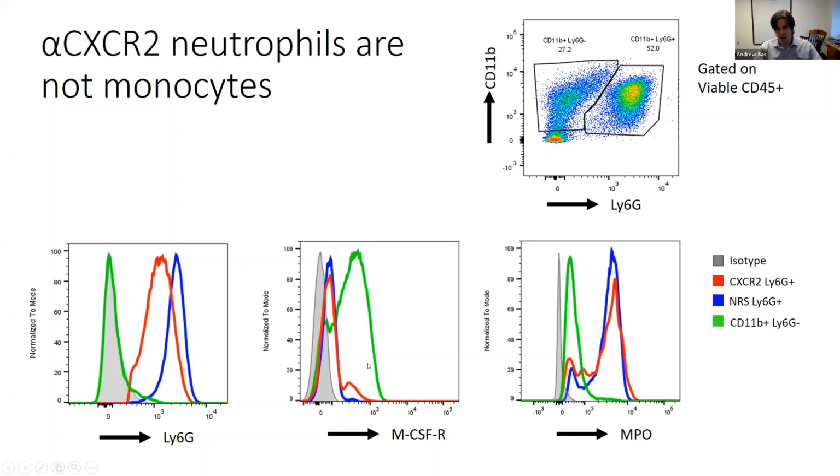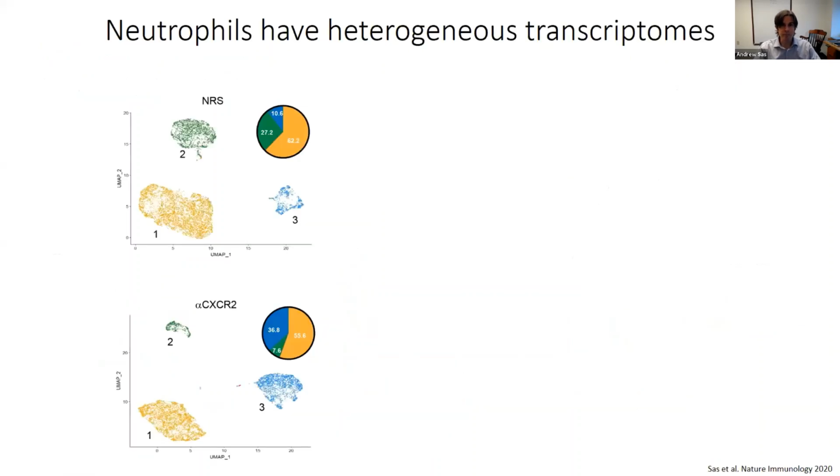The monocytes are MCSF receptor, CD115 receptor positive, whereas the neutrophils are not. And we find that the monocytes are not myeloperoxidase positive, but the neutrophils are. And so we feel very confident that we have sorted a unique neutrophil subset, not a unique monocyte subset.